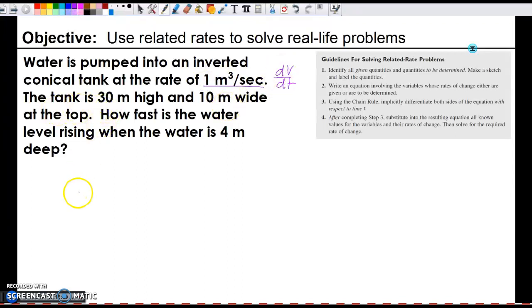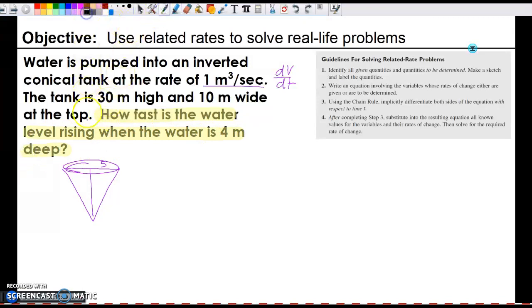The tank is 30 meters high. Okay, it's going to be 30 meters high and 10 meters wide. That means half of 10 is 5. That means that this is what the tank is going to look like. It's not to scale, obviously. Imagine it's a cone with a circular base. How fast is the water level rising when the water is 4 meters deep?